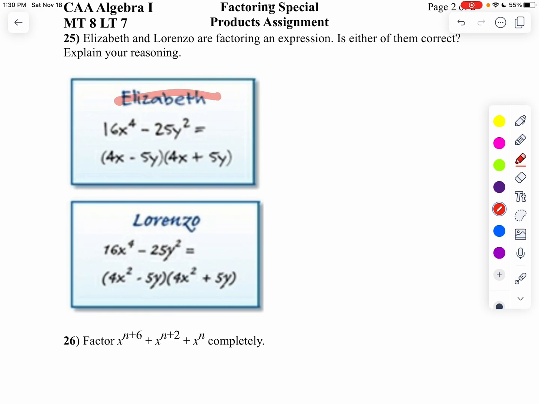Now, if we take a look at Lorenzo, the square root of 16x to the fourth is 4x squared. The square root of 25y squared is 5y. Lorenzo wrote 4x squared minus 5y and 4x squared plus 5y. Now, 4x squared is a perfect square, but 5y isn't. So Lorenzo is indeed correct.